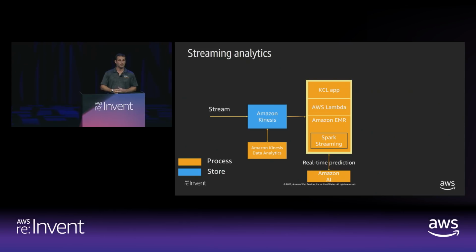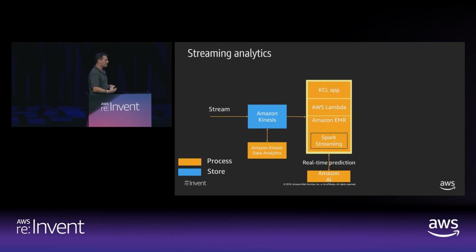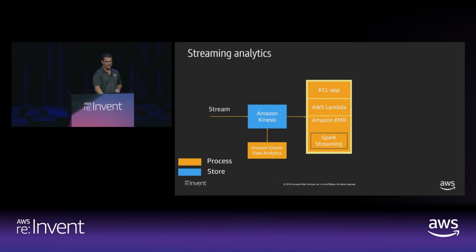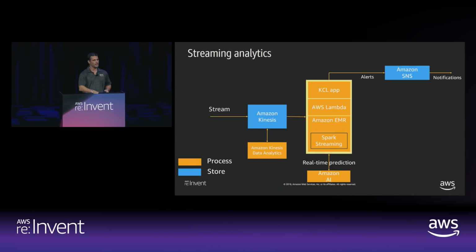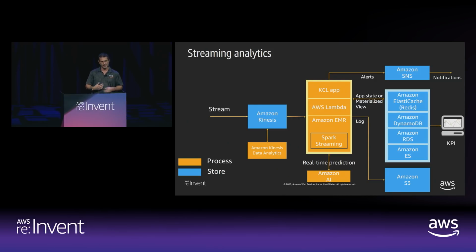From there, you might want to be able to run real-time predictions on that data, maybe through a SageMaker endpoint. SageMaker endpoints allow you to build these models, have an endpoint that these services could call, and then once you actually call that endpoint, if it's outside certain thresholds, you could alert based on certain notifications, send all that data to S3, and then finally create these materialized views or app states.